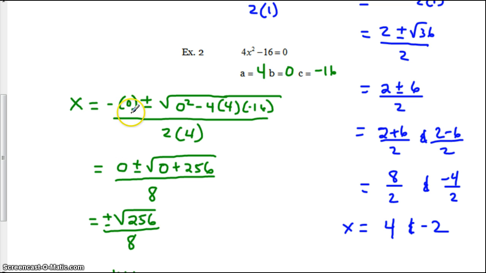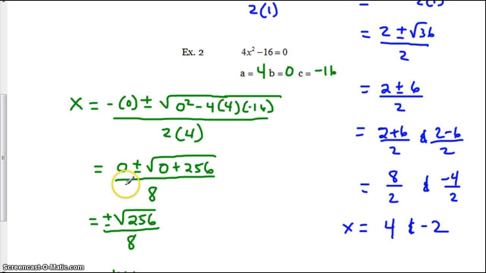So negative b would be negative 0, which is 0. And then plus or minus our square root of b squared minus 4ac. So that would be 0 squared minus 4 times our 4 for a times our c of negative 16. And that's all over 2 times a, which would be 4 in this case. So then when you simplify, you end up here in the square root having negative 16 times negative 16, which is positive 256. And that's over 2 times 4, which would be 8.